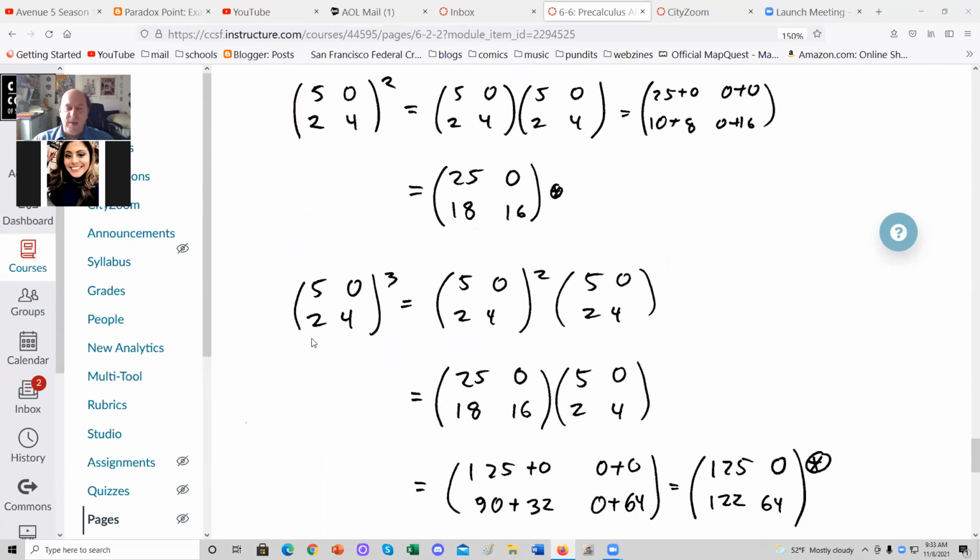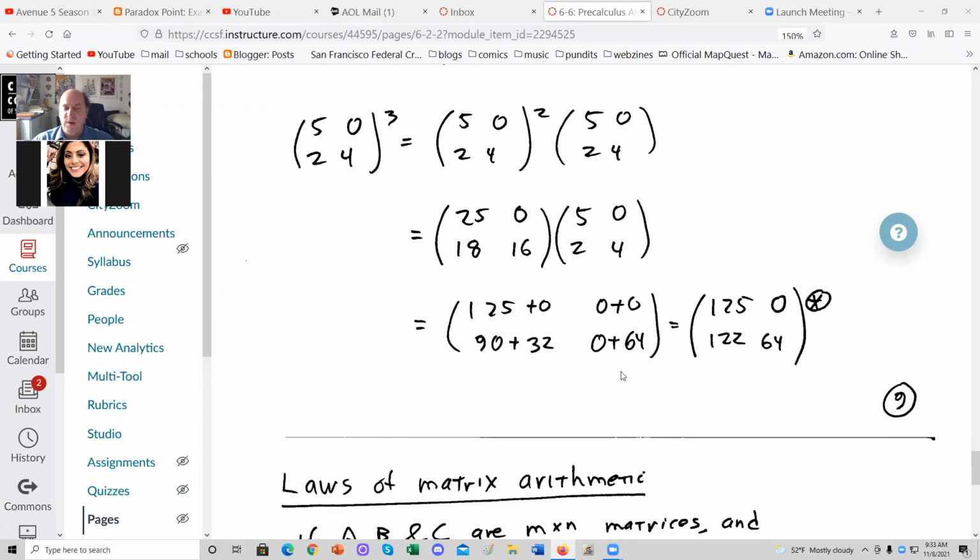The third power of that same matrix is the second power times [5, 0; 2, 4]. We put back [25, 0; 18, 16] times [5, 0; 2, 4]. And after using the rules, you get 125, 0, 122, 64.